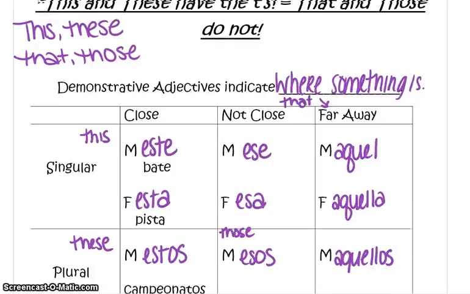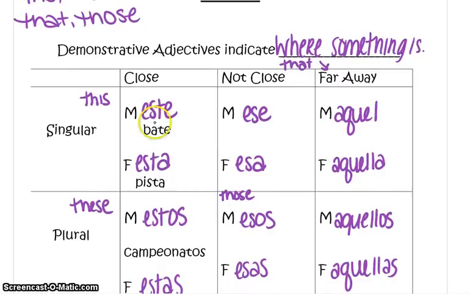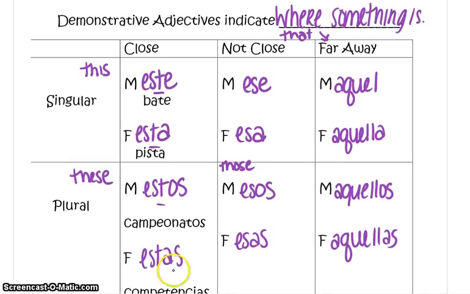So if you can remember this phrase, this and these have T's, that and those don't, it will help you to differentiate between these words. So this and these have T's, that and those don't.